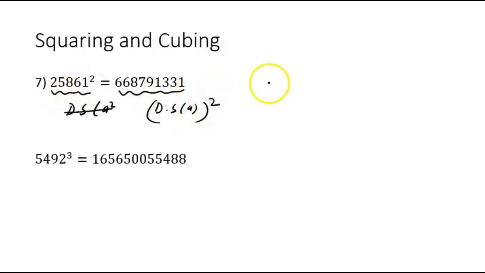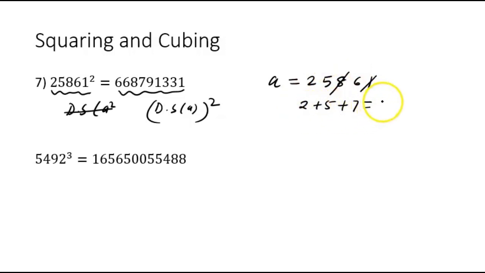So what is the number a? The number a is 25861. If I ask you what its digit sum is, 8 and 1 will be cancelled, and 2 plus 5 plus 7 plus 6. So 2 plus 5 plus 7 is 14, so I get 1 plus 4 is equal to 5. And if I square 5, I will get 25, which results in 2 plus 5 is equal to 7.